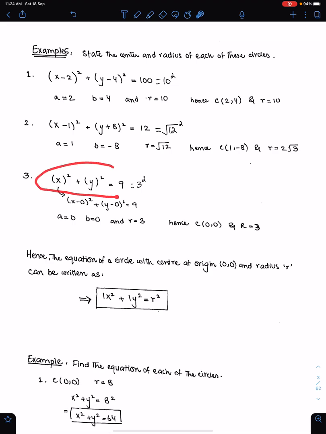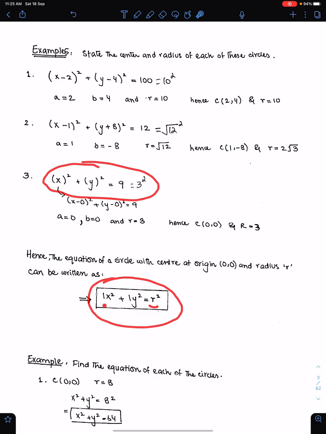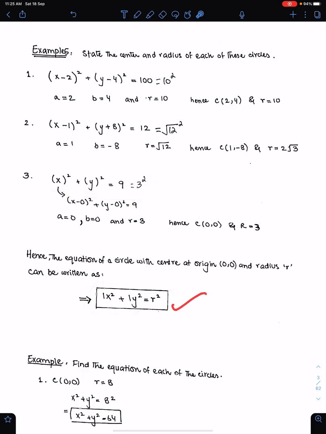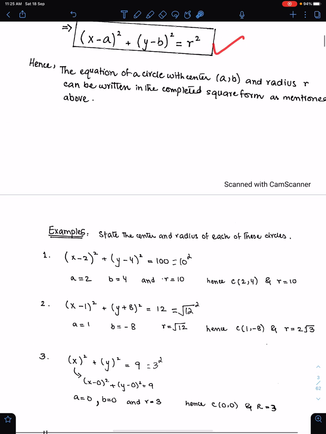Similarly, while comparing this equation with the standard equation, we can get the coordinates of center, which are 0, 0 and radius 3. So with the help of this equation, we can write the equation of circle with center at origin and radius r. So this is the equation of circle with center at origin and radius r. You need to learn this equation and this equation by heart.